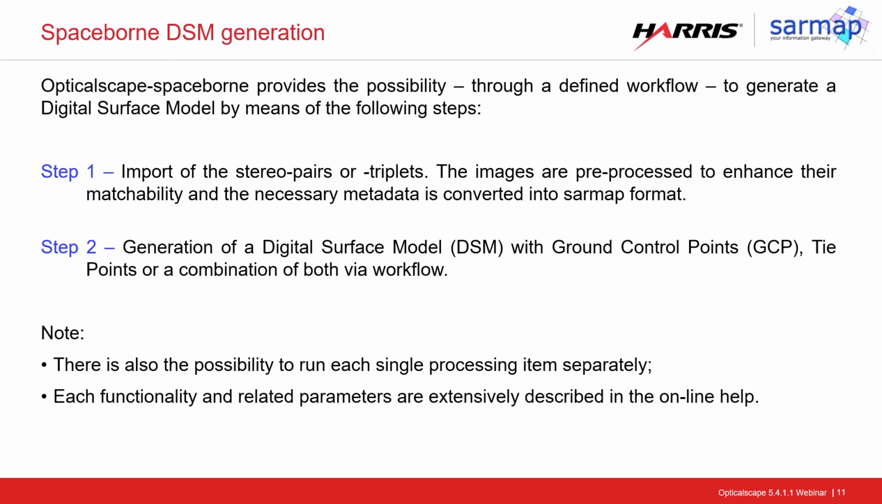In order to simplify the process to generate a DSM with the Spaceborne module, we provide two main steps to follow. One, a dedicated import routine for all the platforms, which will simply import the images, convert the metadata into our structure, and apply some image enhancements in order to improve the matchability of the images. And secondly, we provide all the steps needed to produce a DSM in one single workflow. We also give the possibility to run each of the processing steps separately for more advanced users.